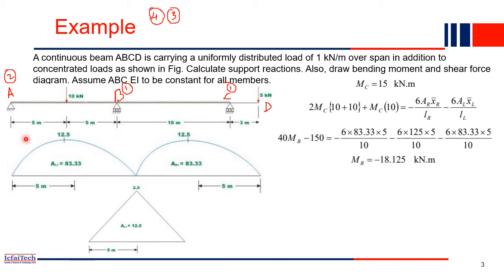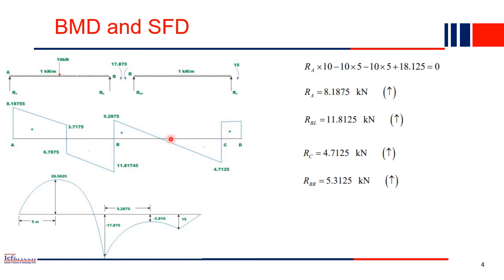Calculate the support reaction. We have to find the support reactions RA, RB, that is vertical RB, RC, and then the shear force and bending moment. Everything we have to draw. So anyway, we calculated MB, that is the moment at this support, as minus 18.125. Now we'll find the other parameters.